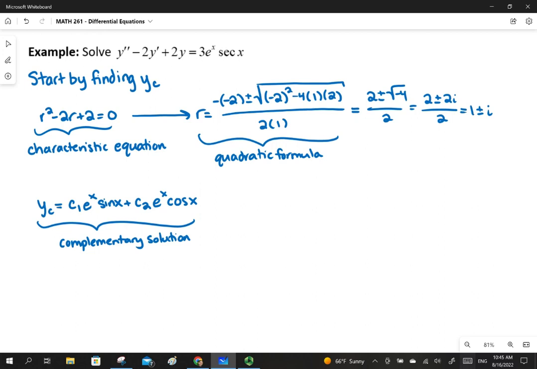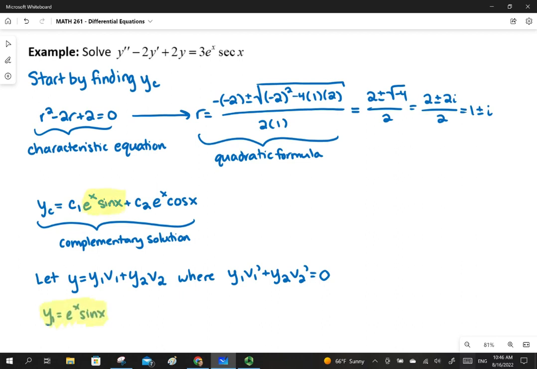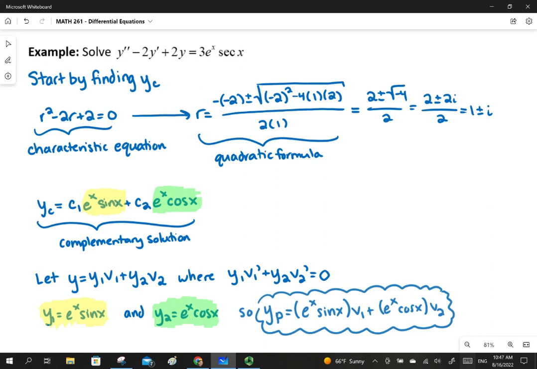Now we still make the same substitution, letting y equal y1 v1 plus y2 v2 with the constraint that y1 v1 prime plus y2 v2 prime equals 0. And in this problem, y1 equals e to the x sine x, and y2 equals e to the x cosine x. So yp equals e to the x sine x times v1 plus e to the x cosine x times v2. But we aren't actually going to plug it in.